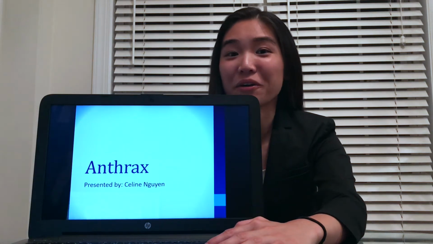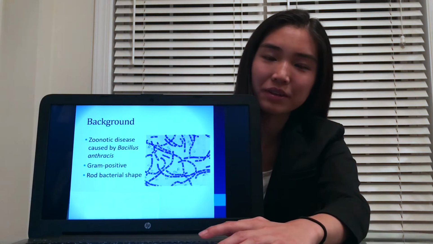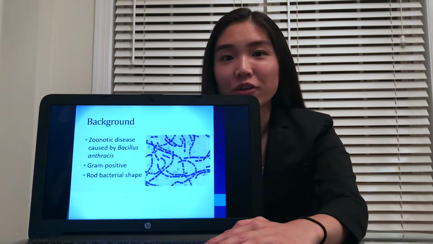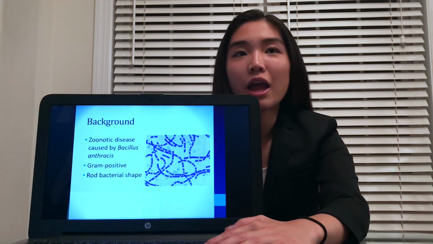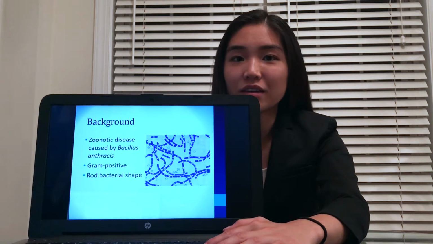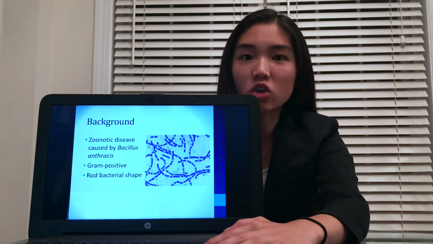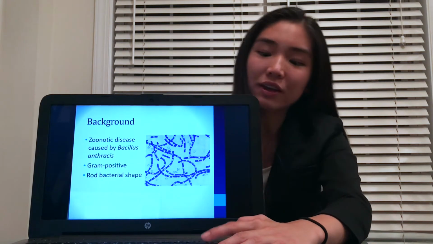I'm here to talk to you about anthrax. So just to give you some background, anthrax is a zoonotic disease caused by Bacillus anthracis. Bacillus anthracis is a gram-positive and rod-shaped bacteria, as you see in this picture right here.